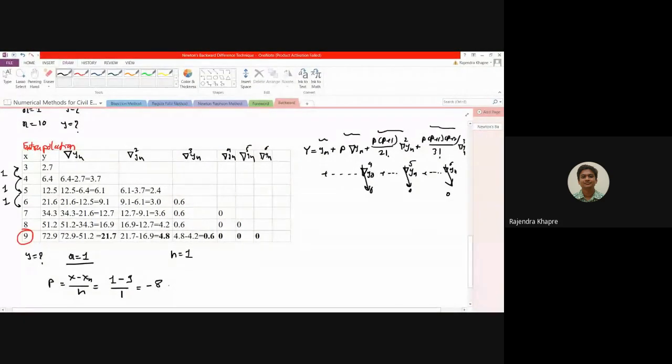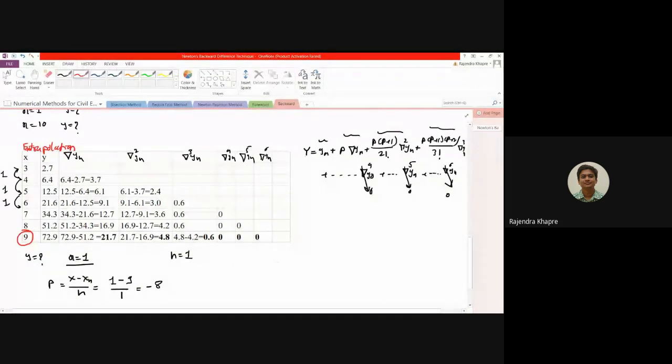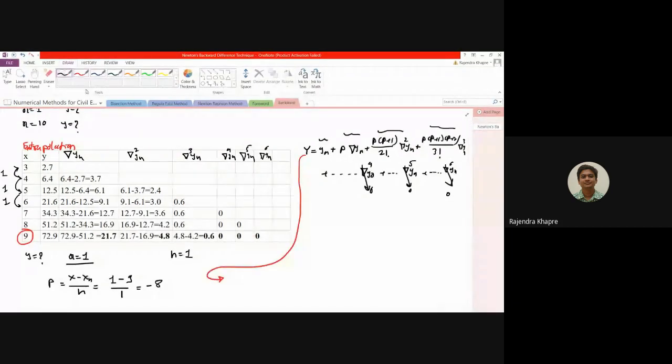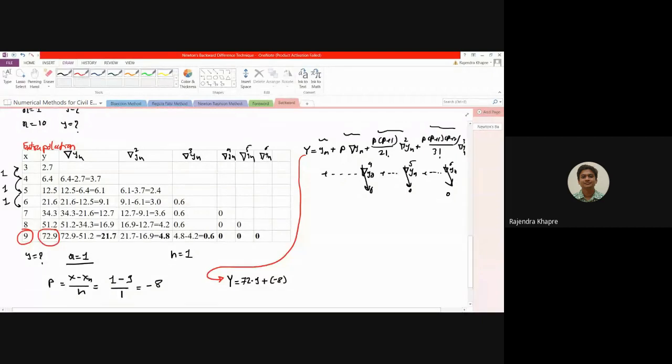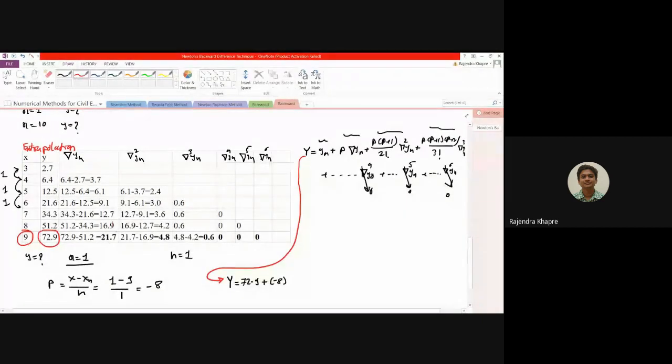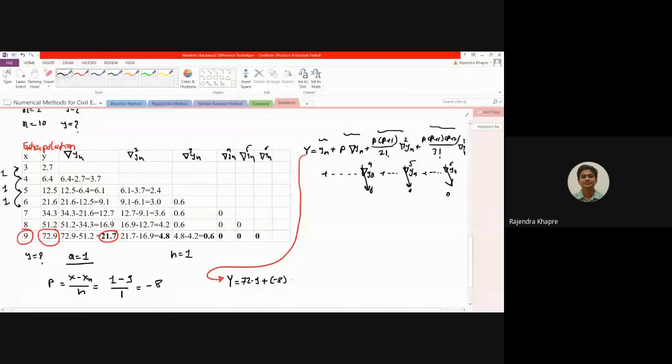Now what you can do is rewrite this entire expression so that we can get the value of y. So capital Y will be yn. What is yn? yn is nothing but this value, that is 72.9, plus the p value. The p value is minus 8 into delta yn. So delta yn is this value, that is 21.7. Then we have p is minus 8.